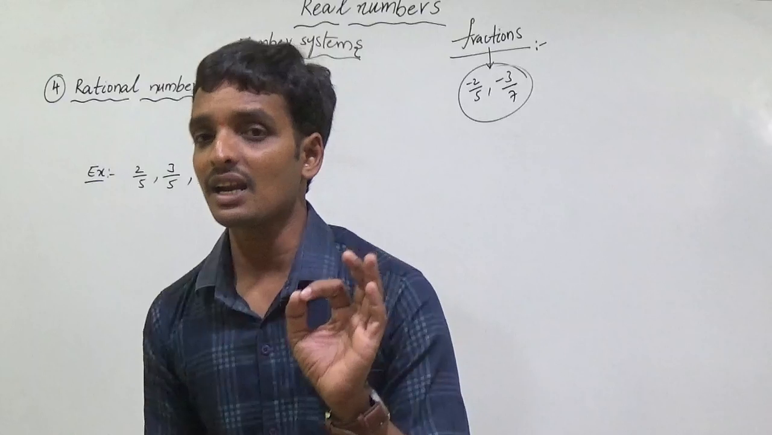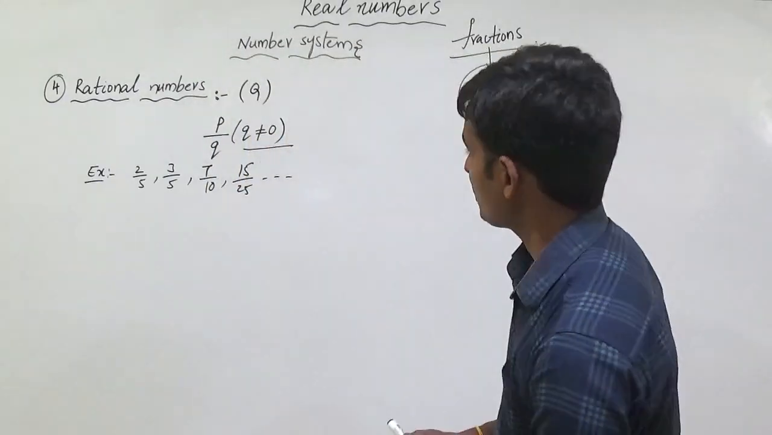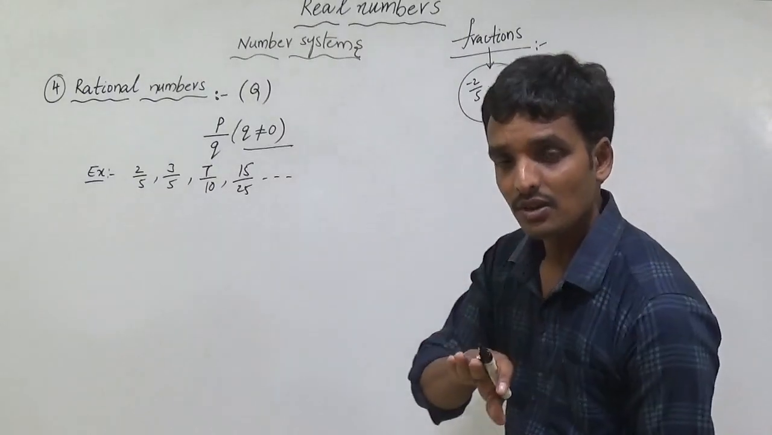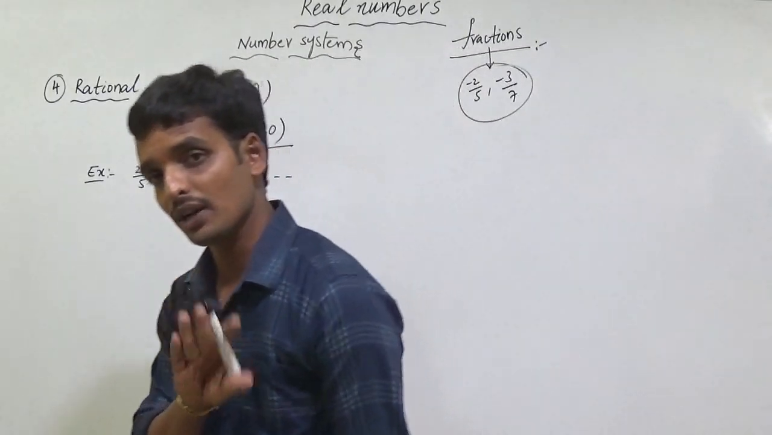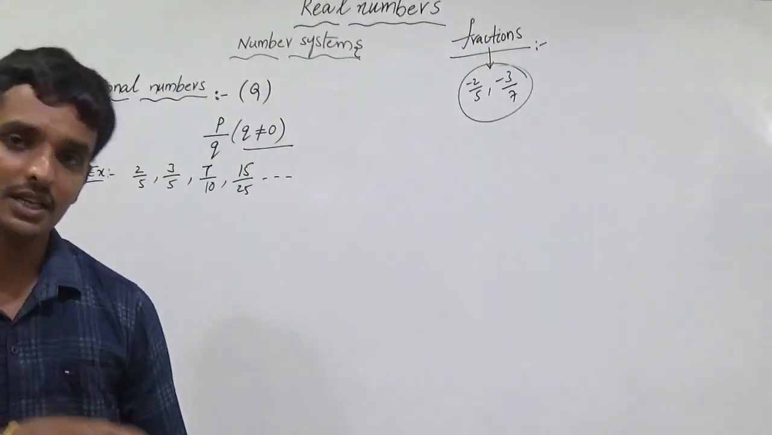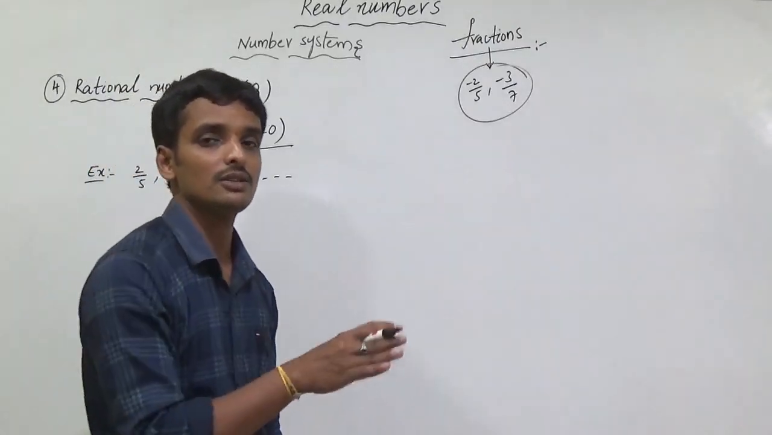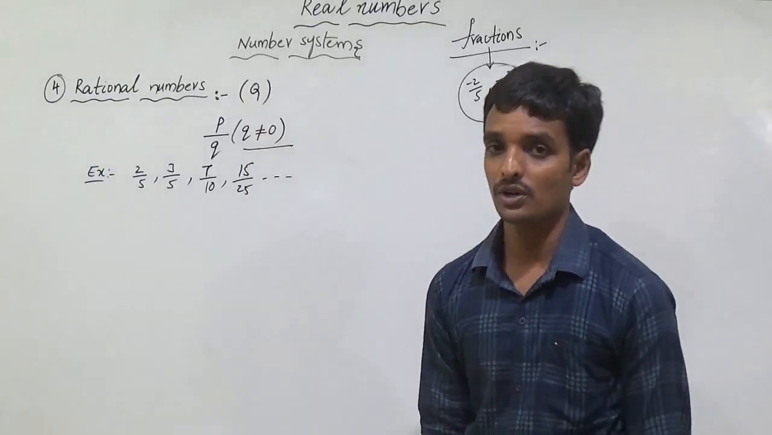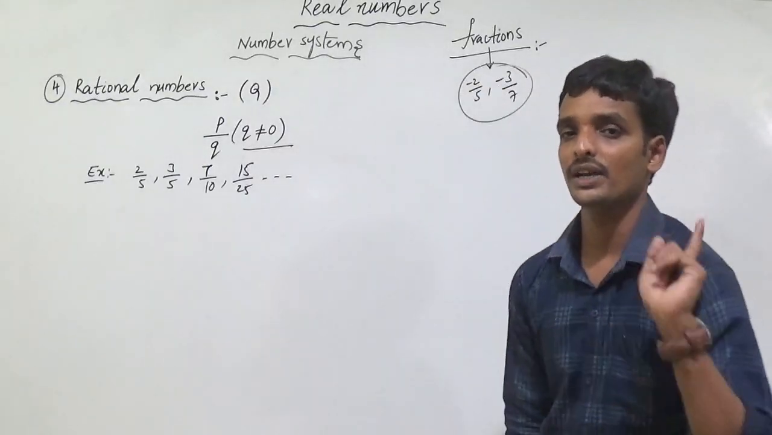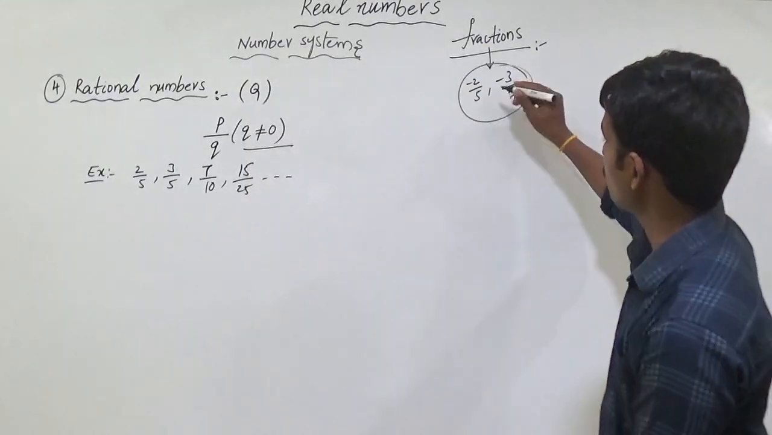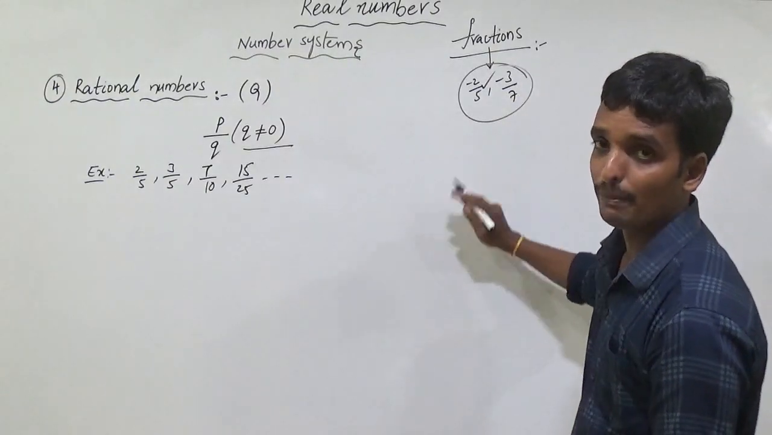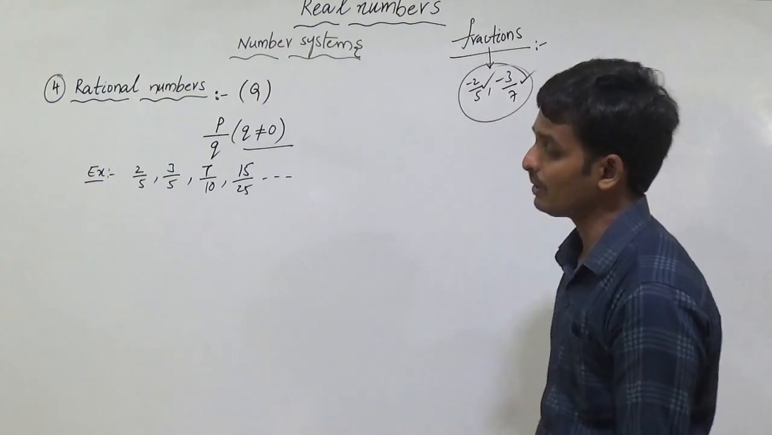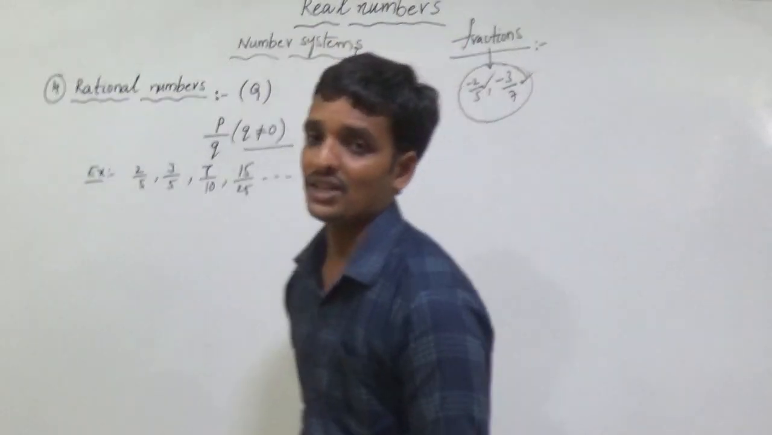But in the rational numbers, the rational numbers are either positive or negative. The positives are there, and the negatives are also there. Positive numbers are there, negative numbers are there in rational numbers. But in fractions there are no negative fractions. That is, 2 by 5 is a rational number and a fraction, but minus 3 by 7 is a rational number but not a fraction.